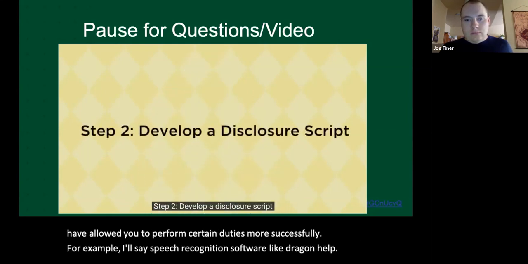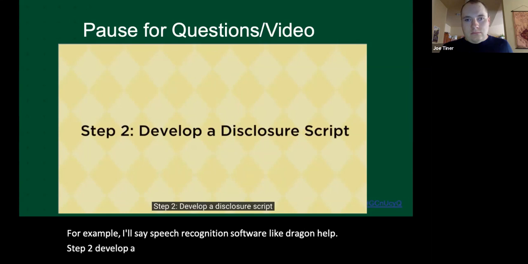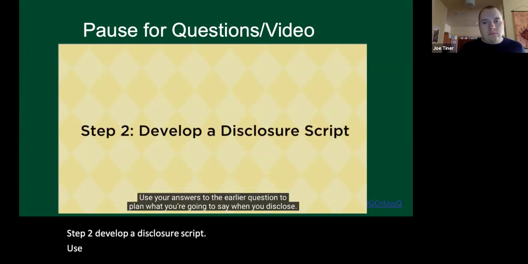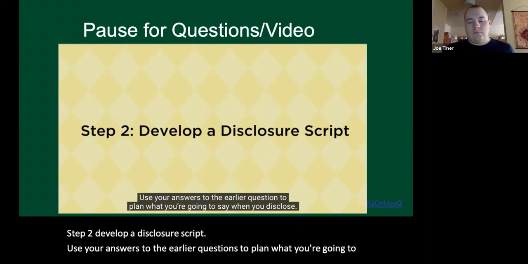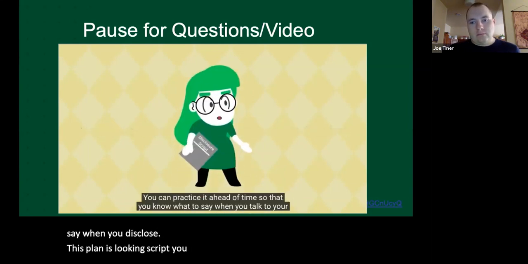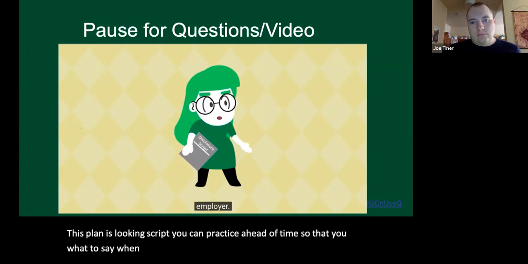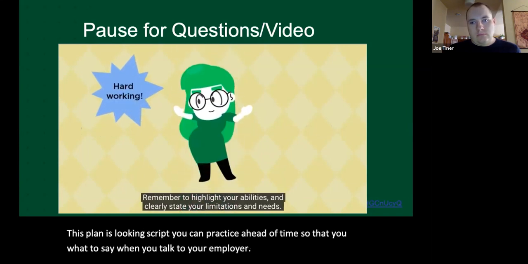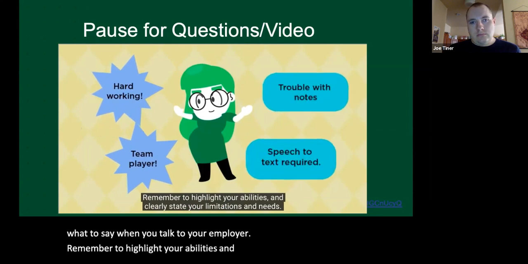Step 2, develop a disclosure script. Use your answers to the earlier questions to plan what you're going to say when you disclose. This plan is like a script. You can practice ahead of time so that you know what to say when you talk to your employer. Remember to highlight your abilities and clearly state your limitations and needs.